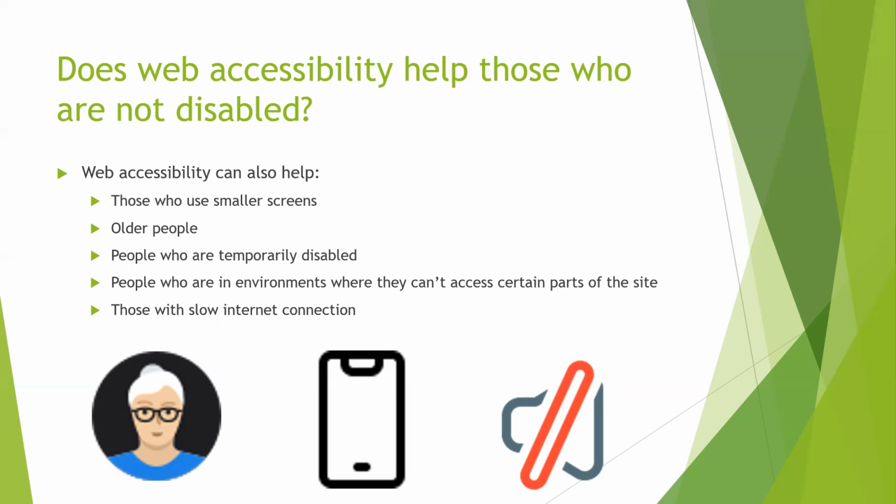So people who are temporarily disabled. That kind of goes hand in hand with physical disabilities. Maybe you have a broken arm or something like that, or you're injured in some way. You want to make sure the site is still accessible to those people because just because you have a broken arm doesn't mean you're not going to be able to work or something like that. So you want to make sure your sites are accessible to those people. People who are in environments where they can't access certain parts of the site. This is a pretty big one. I run into this commonly.